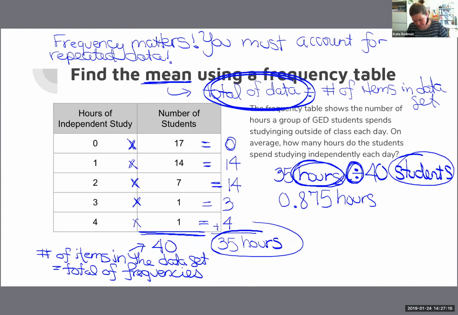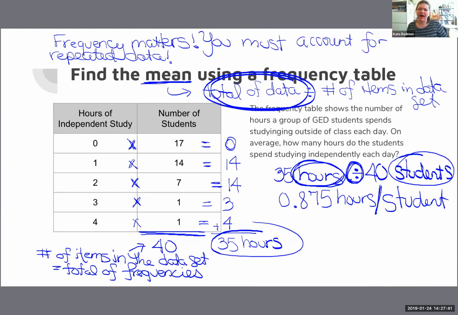So 0.875 hours per student. Exactly right. And see how knowing those units and keeping track of those units can help you make sure you divide in the right order? I was looking for hours per student, not student per hour. That doesn't even make sense.